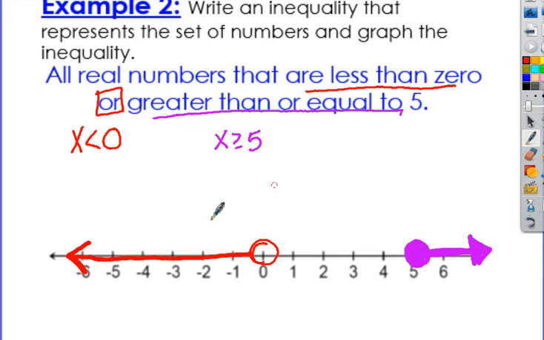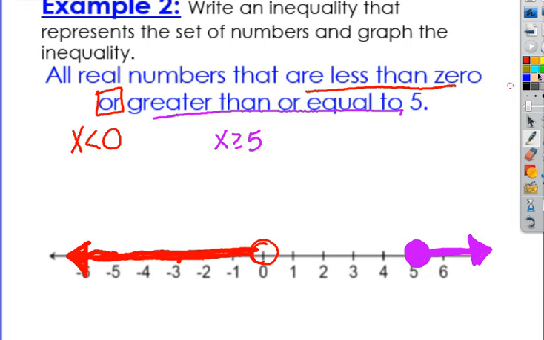Okay, we've talked about this earlier when we talked about and versus or. And meant it had to be shaded by both. But it doesn't say and, it says or. So either thing can be satisfied here. So this is the graph. Okay? It's got both of them here.